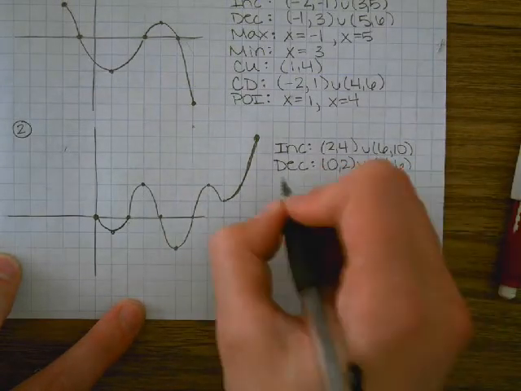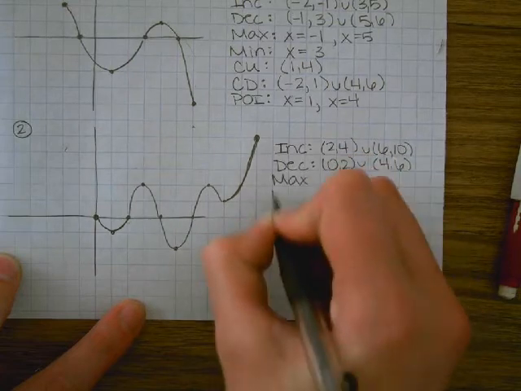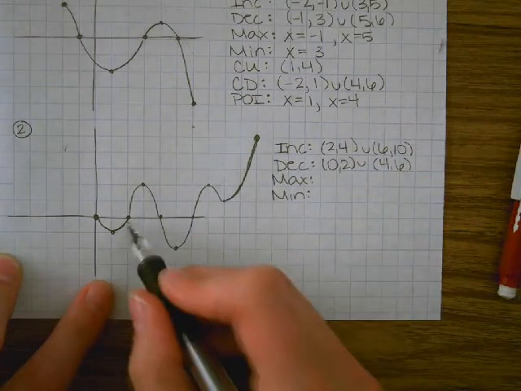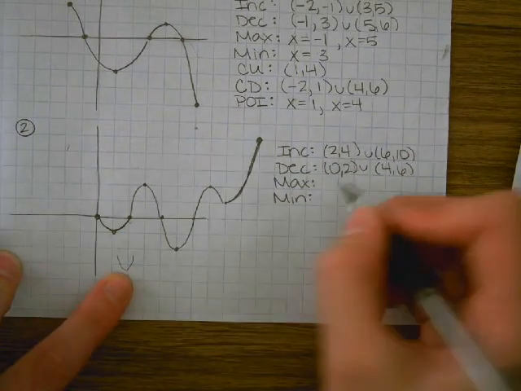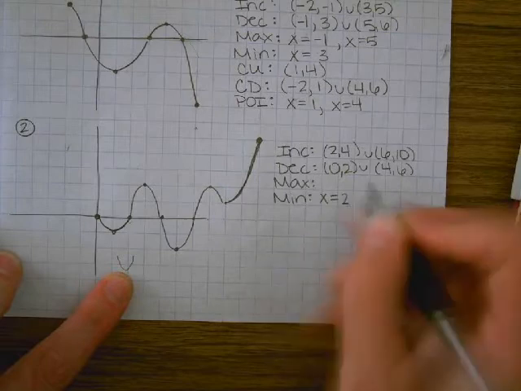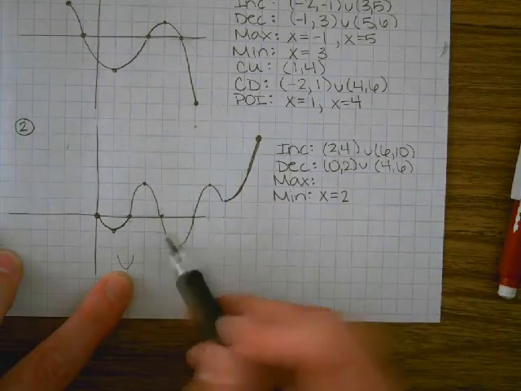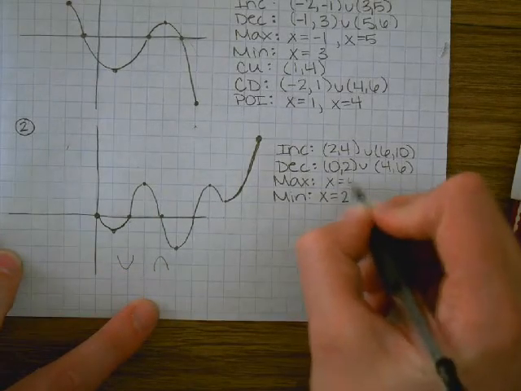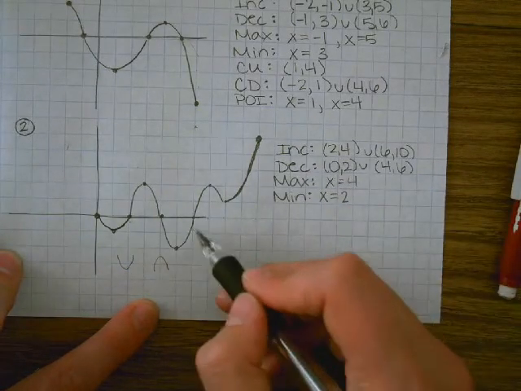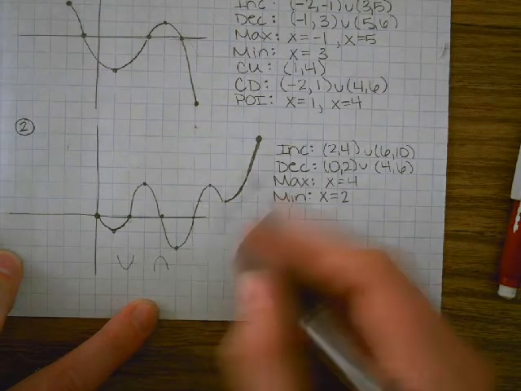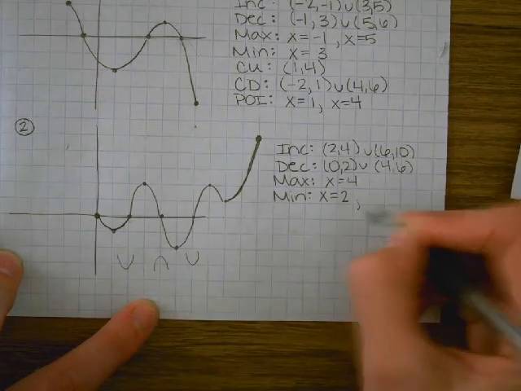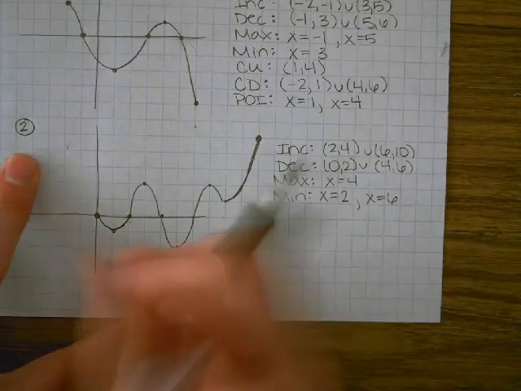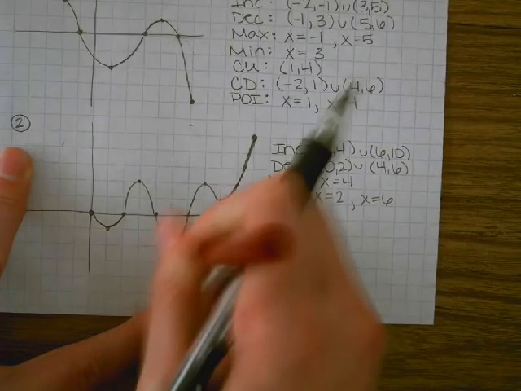We've got maximums and minimums happening. So the graph switches from decreasing to increasing at x equals 2, so that's a minimum. It switches from increasing to decreasing at x equals 4, so that's a maximum. It switches from decreasing to increasing at x equals 6, so that's a minimum. And then those are the only switches, so those are the only extrema we would find.